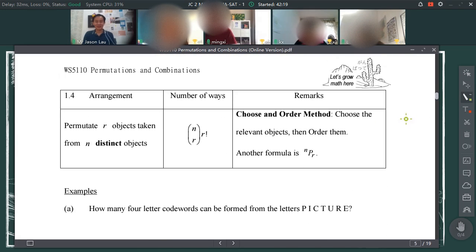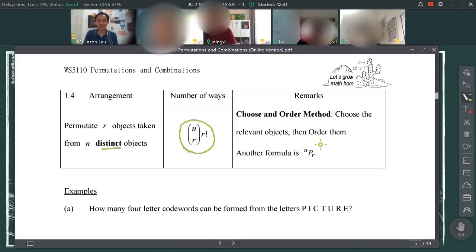Here, if you want to talk about arranging or permutating objects taken from n distinct objects, this is your formula. Of course the direct formula is nPr. But I don't know whether you use this formula in your work. For us, we usually avoid it because it's a little bit dangerous to use. So normally we'll do the choose and order method, which is this one. Choose first. Usually I use the second one.